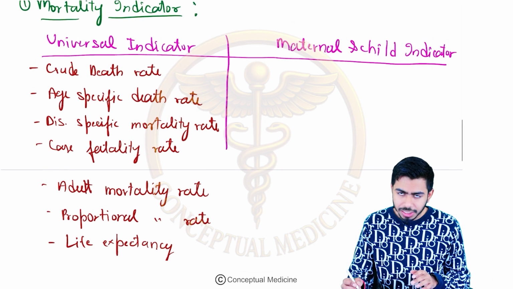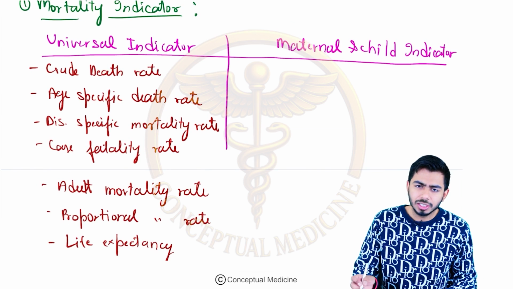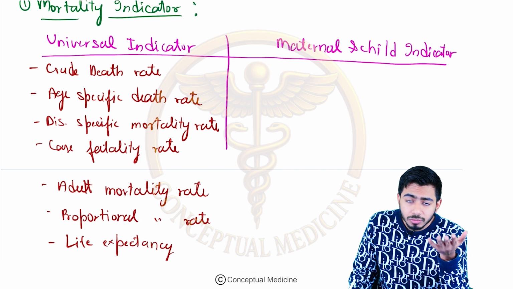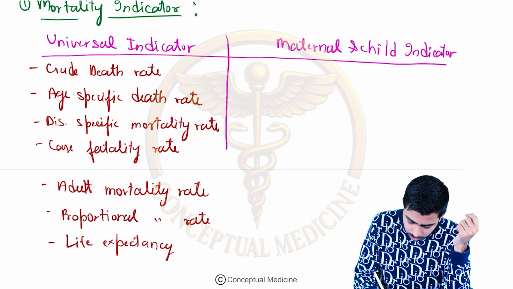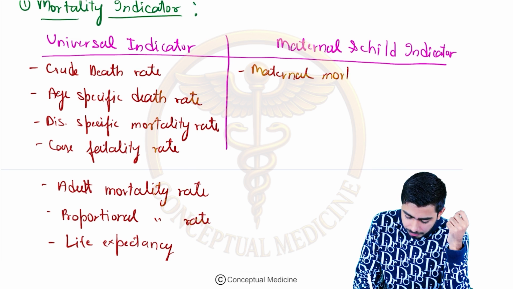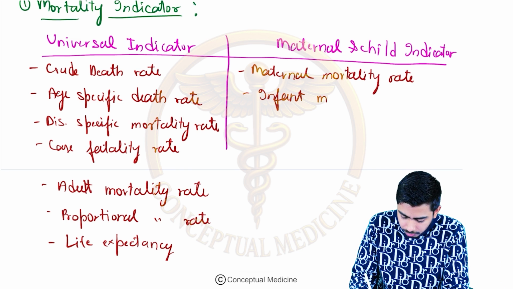In the maternal and child indicator, the name itself is telling you, right? Maternal and child indicator. For example, infant mortality rate, maternal mortality rate, isn't it? So I can write the example over here. For example, maternal mortality rate. Again, which word is coming, guys? Mortality. Maternal mortality rate. Then infant mortality rate, because I am talking about maternal and child. Infant mortality rate. Okay.